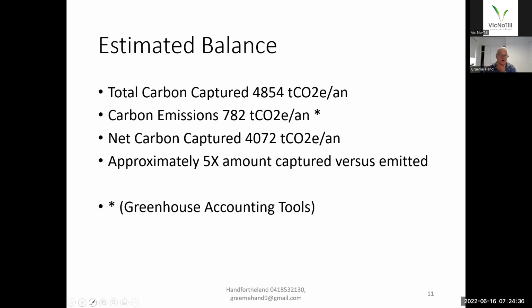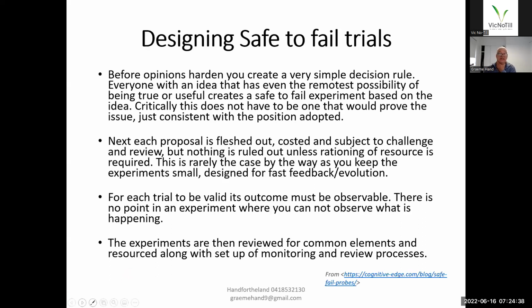So anyway, what I want just to reinforce is these safe-to-fail trials. I won't go through all the words, but this is from Dave Snowden, and I think that it's really important. This first line really works for me. Before opinions harden, you create a very simple decision rule. Everyone with an idea that has even the remotest possibility of being true or useful creates a safe-to-fail experiment based on the idea. It doesn't have to prove, but it just has to be consistent and coherent with the science.